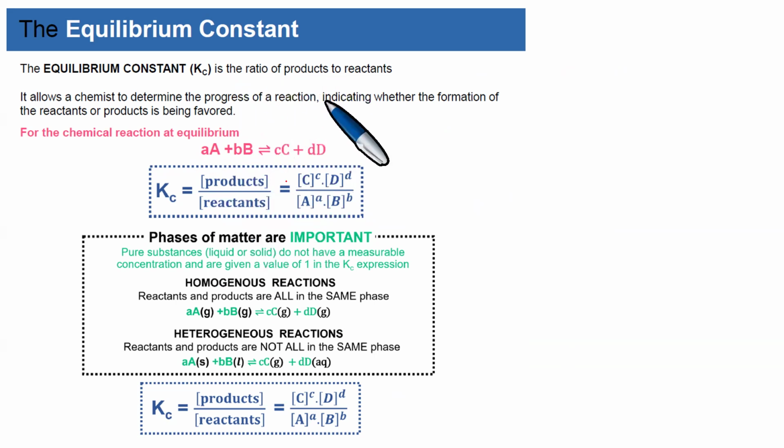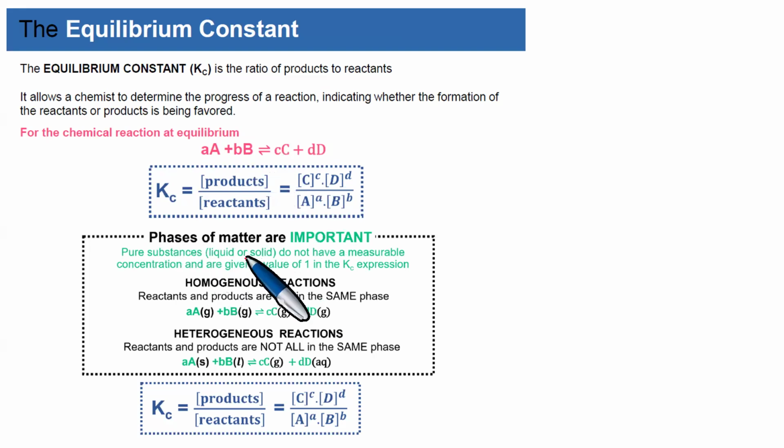So the ratio of products to reactants. You'd have the concentration of compound C to the power lowercase c, the concentration of D to the power of its coefficient d, which occurs when the chemical equation is balanced, divided by the concentration of the reactants. The reactants are the concentration of A to the power a times the concentration of B to the power b.